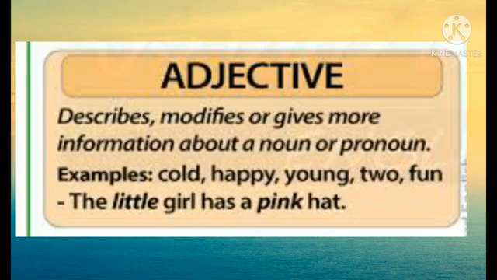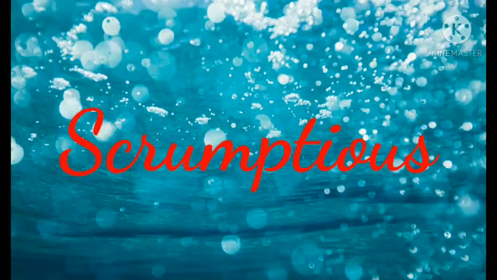In our previous class, we added three new words to our vocabulary, out of which one is an adjective. Which one is that, children? It is the word scrumptious. Yes, scrumptious is an adjective which means tasty or delicious. What is the word, children? It is scrumptious. It is an adjective and it means delicious or tasty.